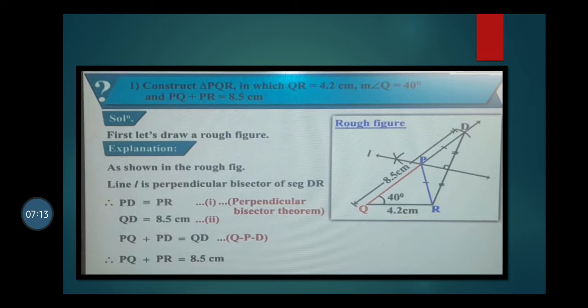Now, PQ plus PD is equal to QD. Reason, Q dash P dash D. Instead of PD, we can write PR because they both are equal, that we can see from equation 1. Therefore, PQ plus PR is equal to 8.5 centimeter.